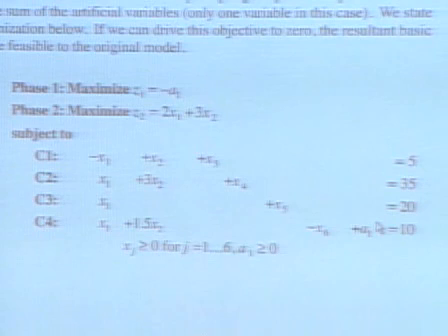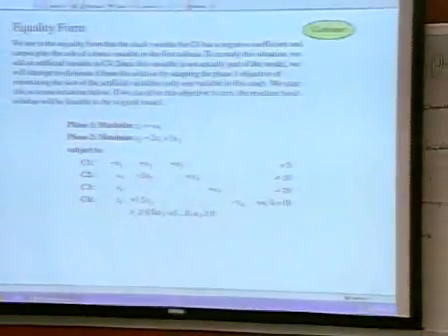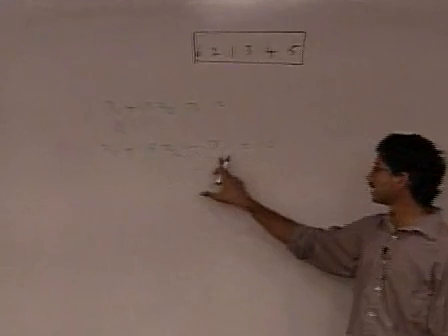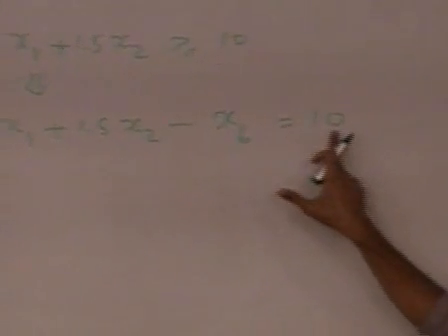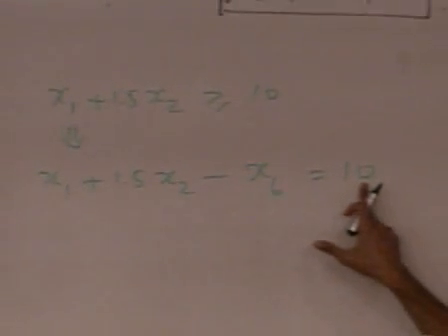Because this is greater than or equal to, you subtract the surplus variable. Remember, all our variables have to be non-negative. And the problem with this is that if you want to take x1 and x2 as 0, then x6 is forced to assume a negative value. And that's why the problem is infeasible.